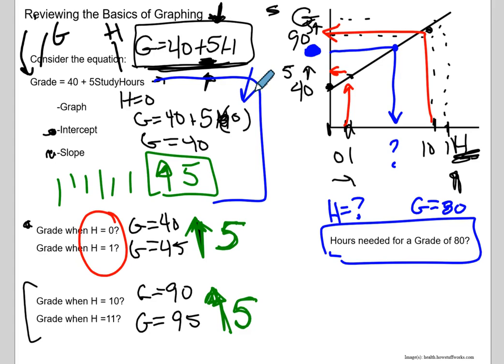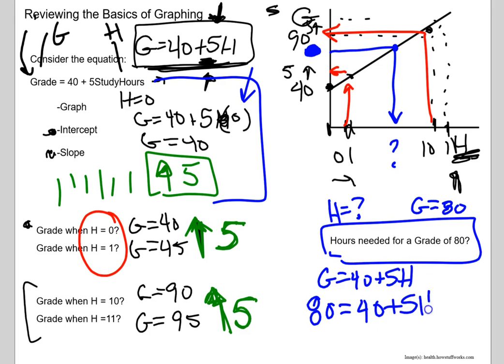In this case, my equation is, again, g equals 40 plus 5h, right? But now, what's the information I know? The information I know is g equals 80. So let's plug that in. And what I do not know is my value of h. So that's still an unknown. I leave that as the variable.